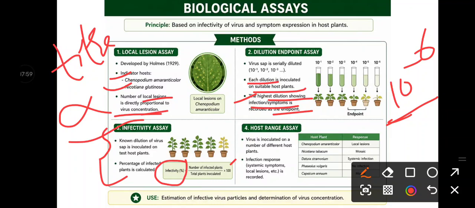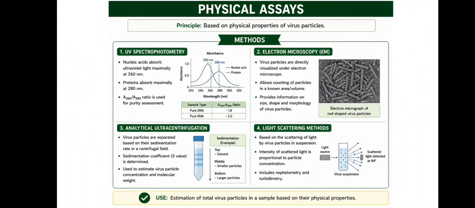Based on its symptom expression or its ability to infect a host, we can study the infectivity, and also we can do the biological assay. So this is the host range assay. This is about the biological assay, meaning how the virus produces symptoms in the host. Based on the expression of symptoms, we are assaying the virus infectivity and virus concentration or titer.